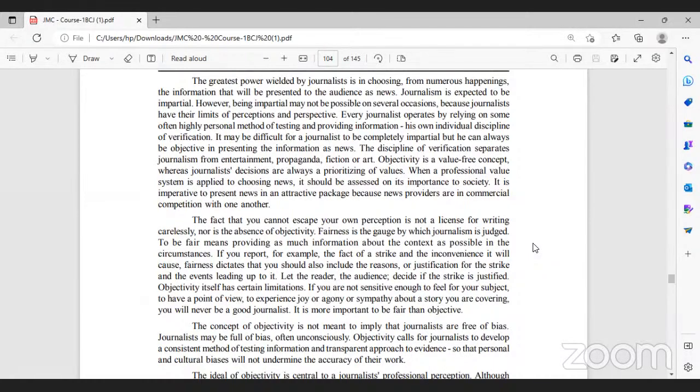At the same time, these are the principles. Fairness in reporting has to be there, because fairness is something which will judge the report. To be fair means providing as much information about the context as possible in the circumstances. For example, given the fact of a strike and the inconvenience it will cause, fairness dictates that you should also include the reasons and justification for the strike and the events leading up to it. So objectivity itself has certain limitations, and it is more important to be fair than to be objective.